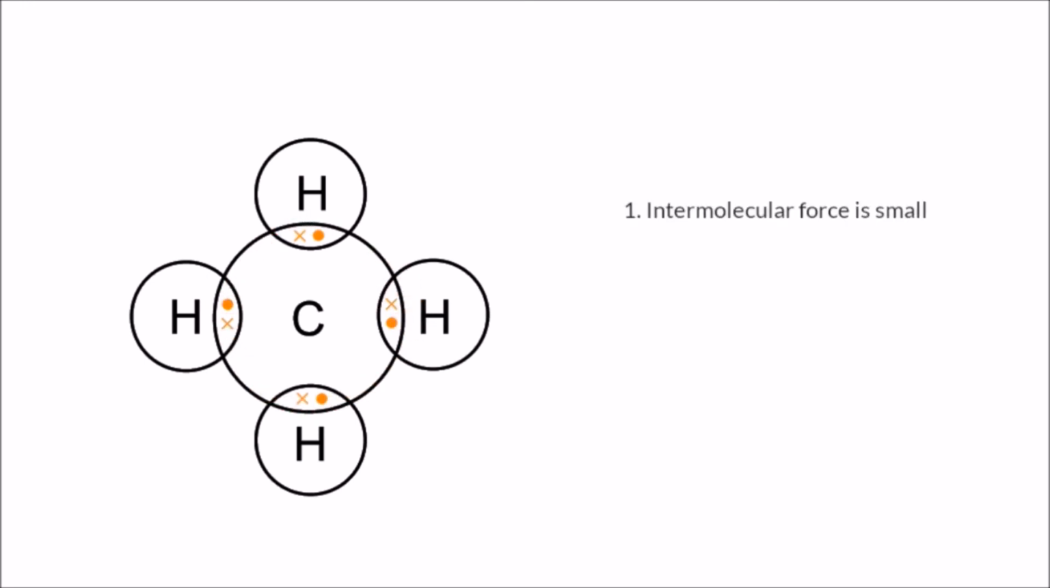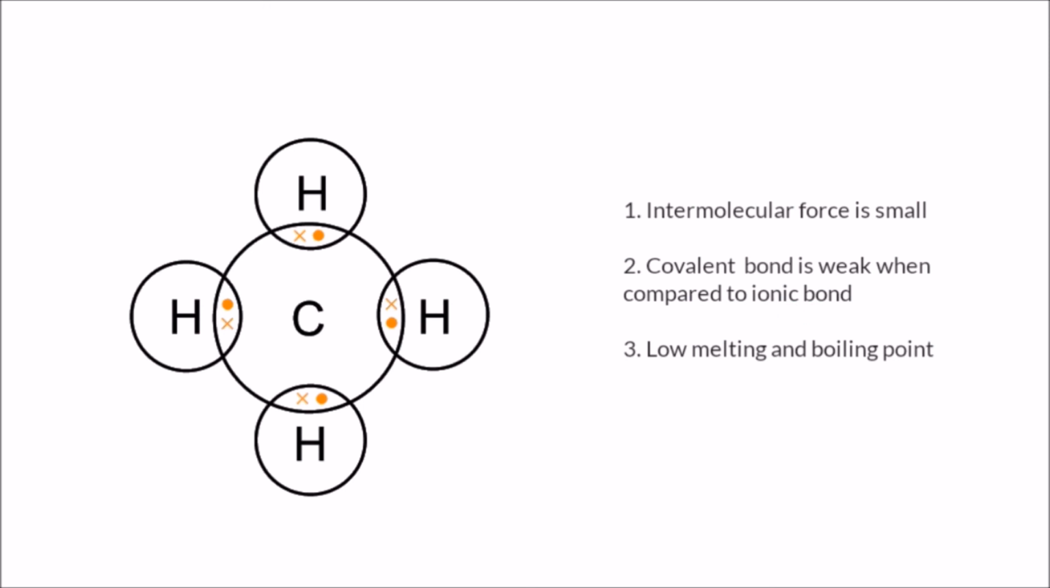The properties of this covalent bond are: the intermolecular force is small. The covalent bond is weak when compared to the ionic bond. As the bond is weak, it has low melting and boiling point. Covalent compounds are poor conductors of electricity as these electrons are not free but shared between these 2 elements.